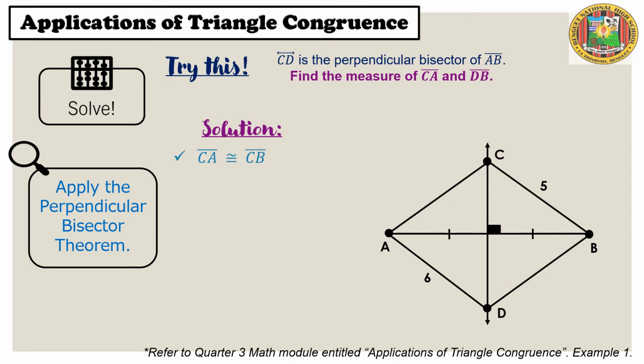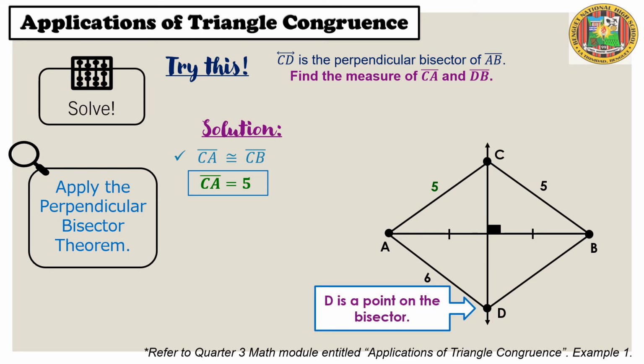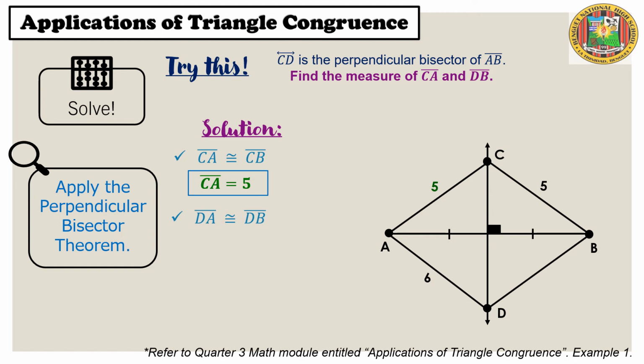To solve for side DB, recall that D is a point on the bisector. Thus, D is equidistant to points A and B on segment AB, which also means that the sides created from points DA and DB have equal distances. Since side DA is congruent to side DB, therefore side DB measures 6 units.